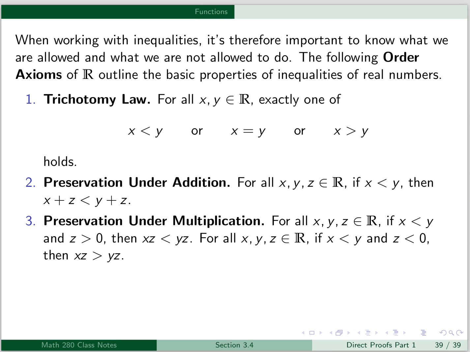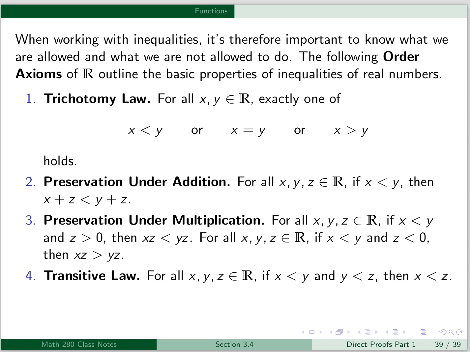For our third property, we're looking at preservation under multiplication. And this has two parts. For all x, y, z in the reals, if x is less than y and z is greater than 0, then we can multiply both sides of the inequality to obtain xz is less than yz, and the inequality is preserved. For the second part, for all x, y, z in the reals, if x is less than y and z is less than 0, so z is negative, then multiplying both sides of the inequality by z requires us to flip the inequality. So we'll obtain xz is greater than yz.